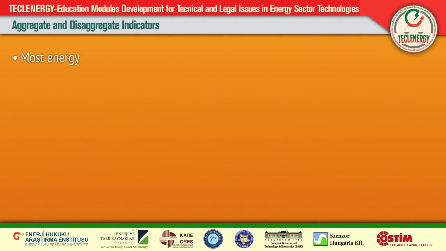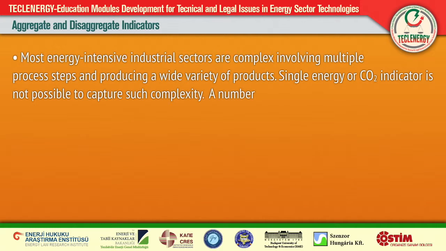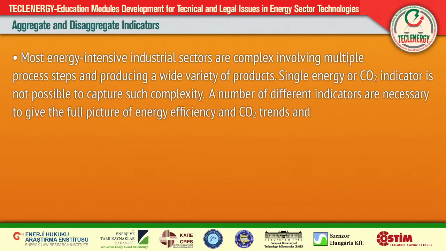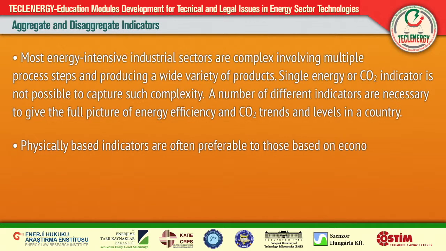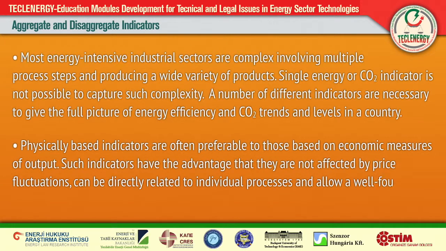Most energy-intensive industrial sectors are complex, involving multiple process steps and producing a wide variety of products. A single energy or carbon dioxide indicator is not able to capture such complexity. A number of different indicators are necessary to give the full picture of energy efficiency and carbon dioxide trends and levels in a country. Physically based indicators are often preferable to those based on economic measures of output. Such indicators have the advantage that they are not affected by price fluctuations, can be directly related to individual processes, and allow well-rounded analysis of improvement potentials.